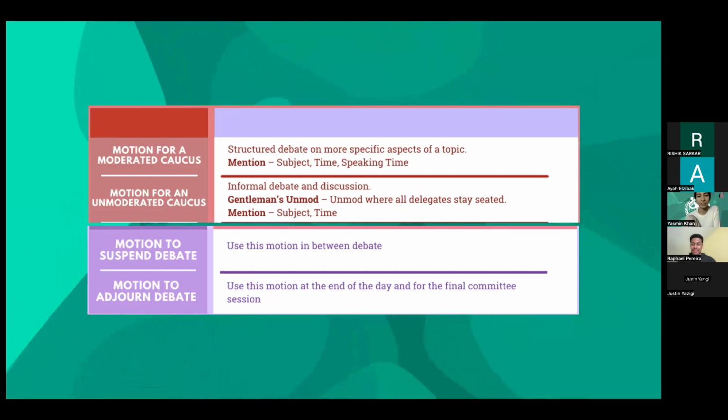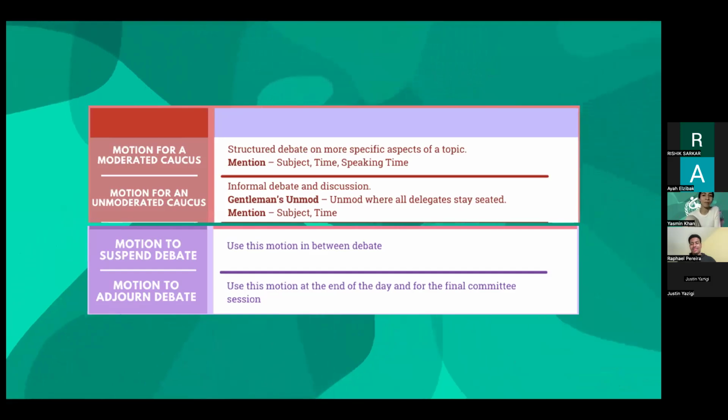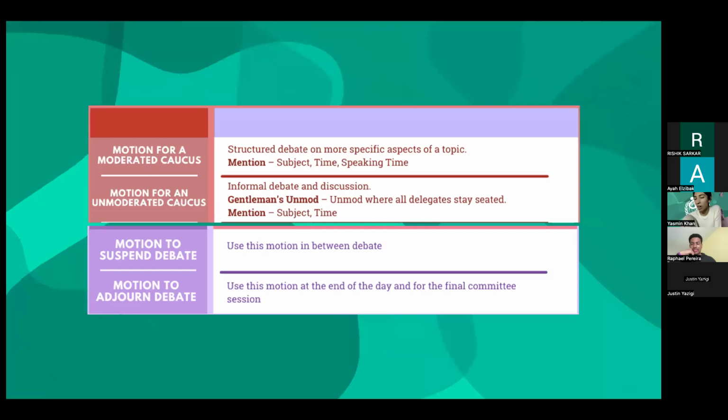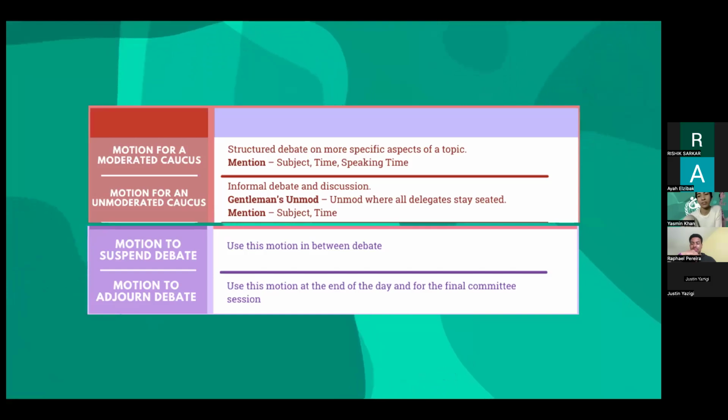Yeah, for sure. Were there any other questions about mods and unmods? Did anyone want to try to motion for one, as a practice? We're going to do a drill, so it's okay if you don't want to now, but maybe you'll have to later. Try to motion for a moderated caucus because that's a little bit more complicated. You have to motion with a subject, a time for the whole mod, and then a speaking time. Do you want to take a jab at it? Yeah, go for it.